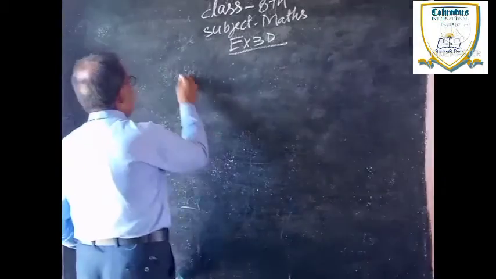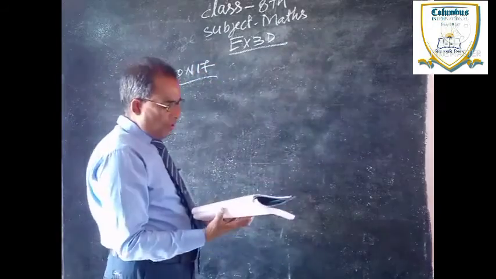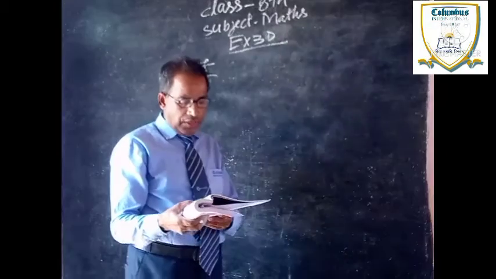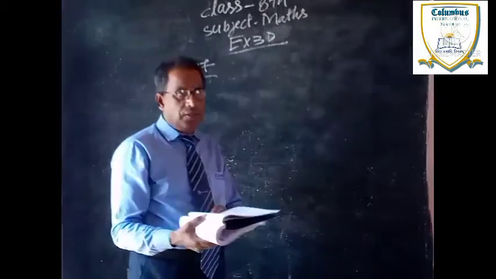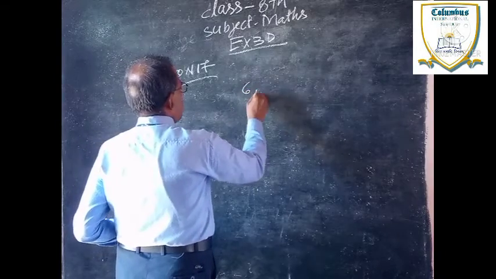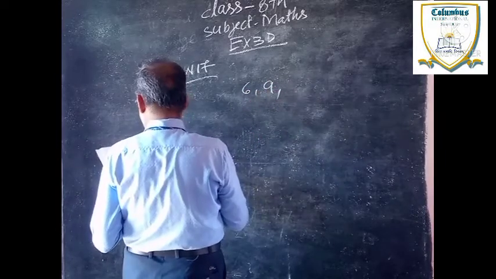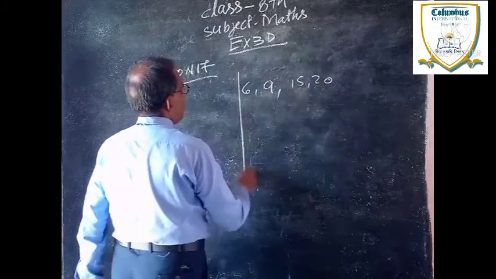Question number 17. Find the least square number which is exactly divisible by 6, 9, 15 and 20. First of all, we shall find out the LCM of 6, 9, 15 and 20.